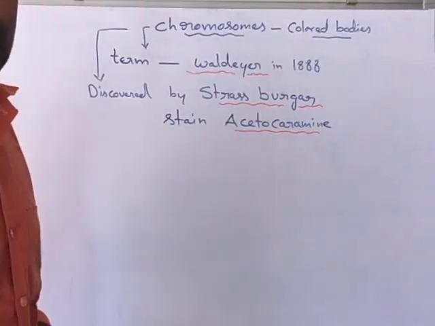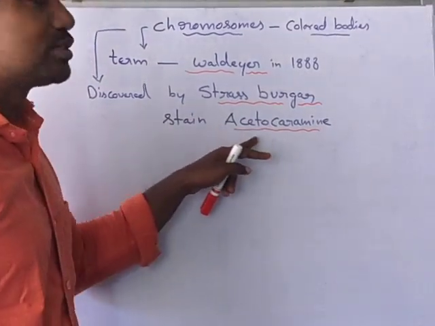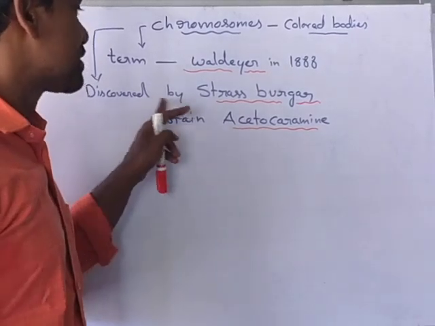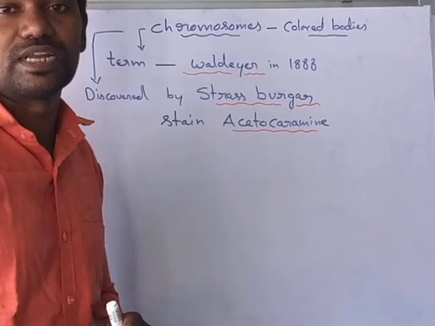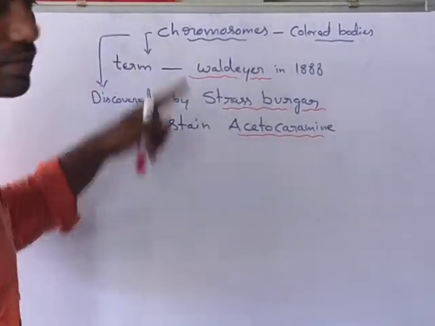at the time of cell division. So he used the stain histocarmine. By using the stain histocarmine, he discovered the chromosomes. Strasburger discovered the chromosomes at the time of cell division. So this is the discovery of the chromosomes.